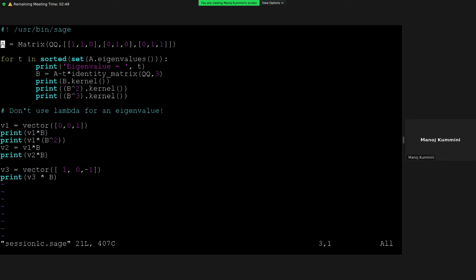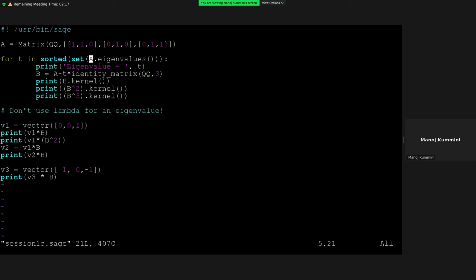So what are we doing? I have some matrix. This is again from Artin's book. I don't know if I assigned this as an exercise, but one of those things. I'm taking a rational matrix: 1 1 0 in the first row, 0 1 0 in the second row, and 0 0 1 in the third row. And I just ask it to compute eigenvalues. So eigenvalues is a list.